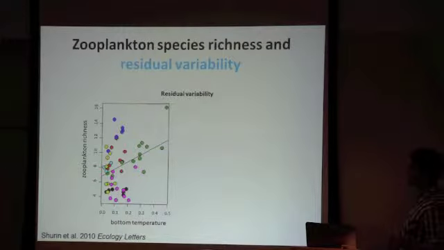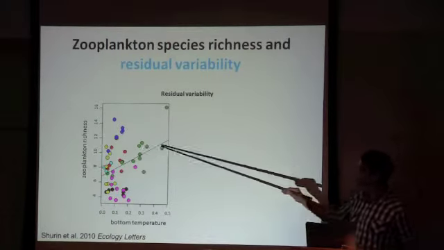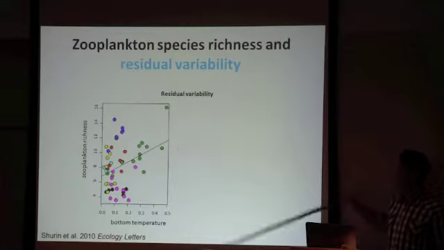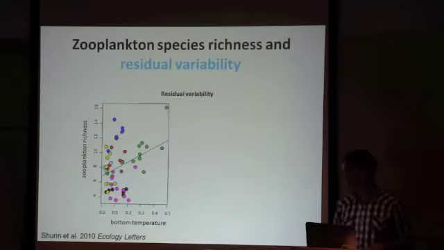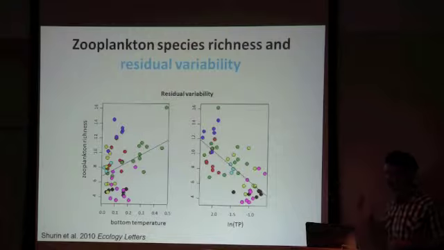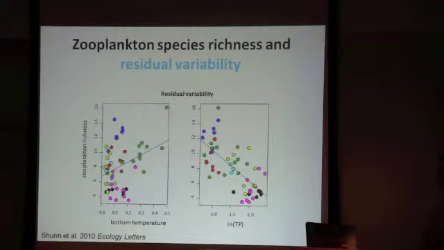And finally, residual or short-term variability. This is short-term variability in bottom temperature. Again, a positive correlation between variability in temperature and diversity. And a negative correlation between short-term variability and total phosphorus.